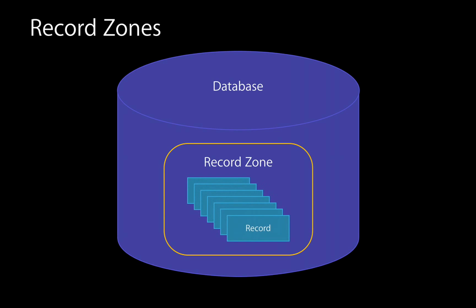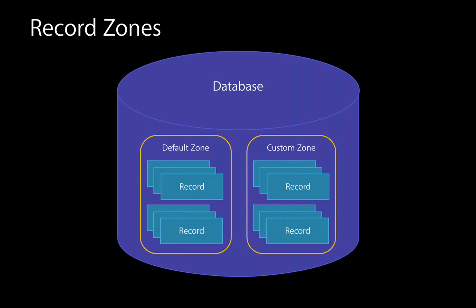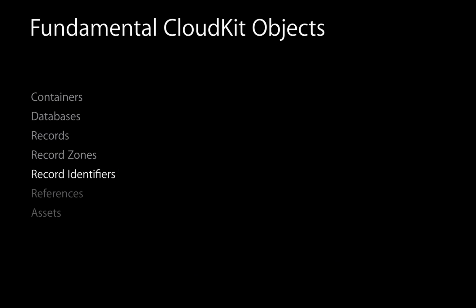There can be multiple records within a record zone, and there can be multiple record zones within a database. Every database has a default record zone. Some databases support additional custom record zones. Record zones are the default granularity at which you're going to do atomic commits and change tracking. If either of those sound interesting to you, I invite you back on Thursday for the advanced talk. We're going to go over a whole bunch of that. So those were record zones.